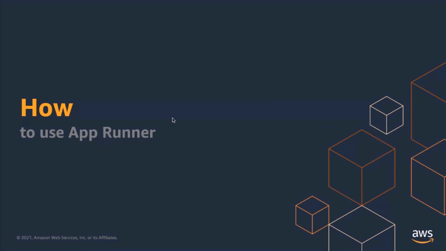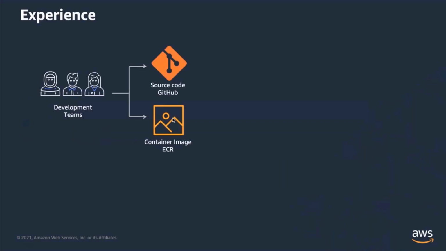All right, so now let's walk through the experience of how you would build an application on App Runner. You can either start with source code in a GitHub repository, or you can also bring your pre-built container images to App Runner. You can push them to ECR and make that your starting point. Either way, you have to give AWS permissions to access your artifacts in either GitHub or ECR.